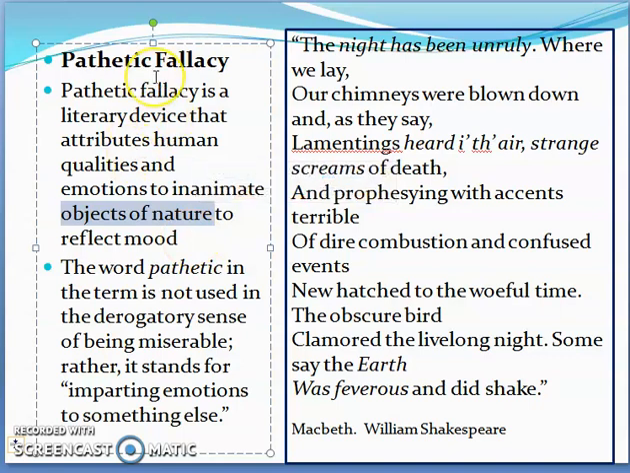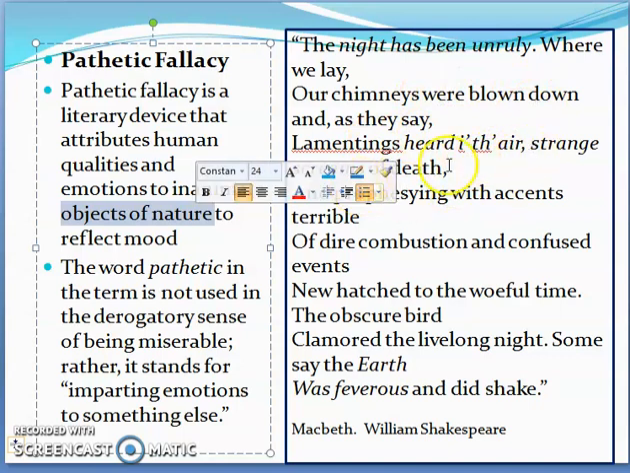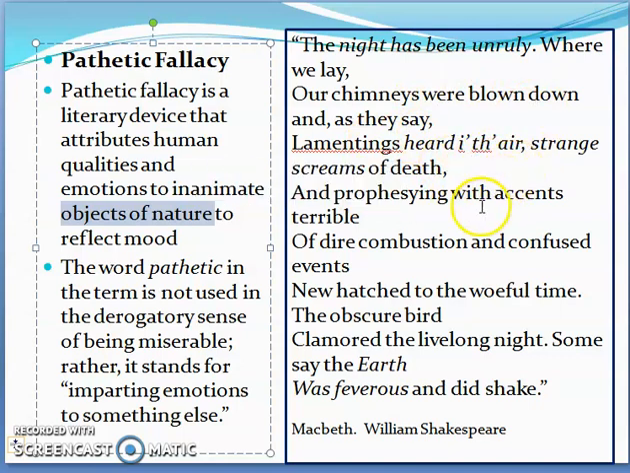Here, pathetic does not mean that it is inferior, but it is related to pathos, which means feelings are being discussed. So here you can see: the night has been unruly where we lay, our chimneys were blown down, and, as they say, lamentings heard in the air, strange screams of death, and prophesying with accents terrible of dire combustion and confused events. So this is from Macbeth, Shakespeare. And here the objects of nature like night, air, moon and screams of death have been given human attributes. So this is called pathetic fallacy.